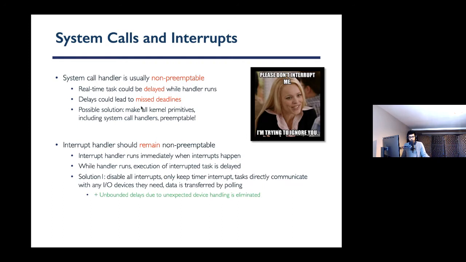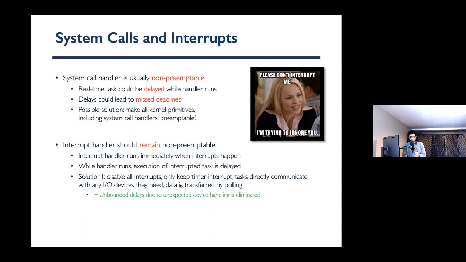Okay, so we have to deal with it. How do we deal with this? We're going to look at 3 solutions for interrupt handling. The first one is, let's disable all the interrupts and only keep the timer interrupt, because in essence, the timer interrupt is the one that we care about the most because of the temporal aspect of our system. Let's have the timer interrupt enabled, but disable every other interrupt.